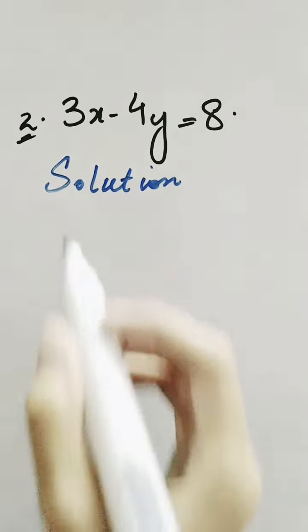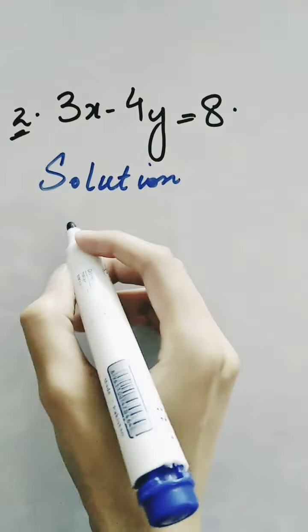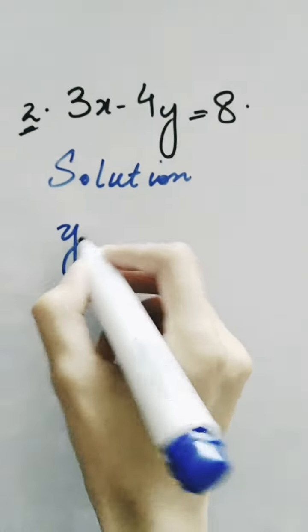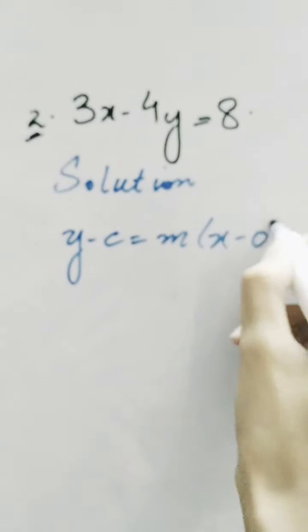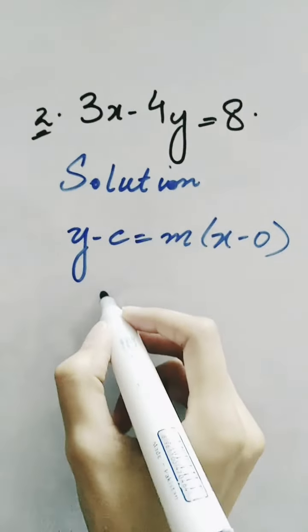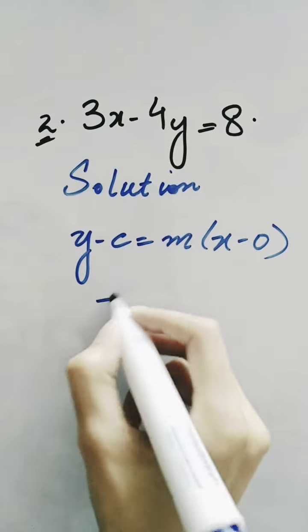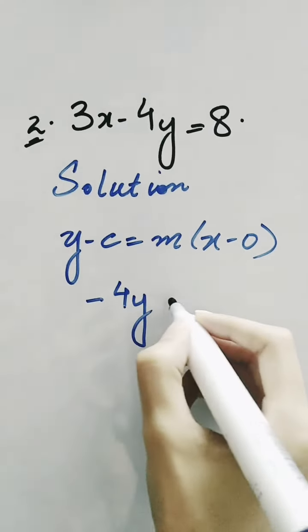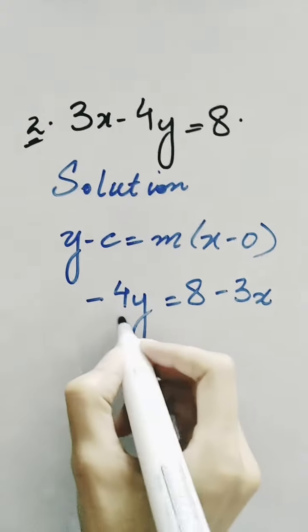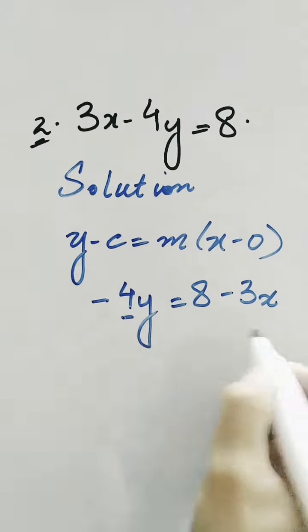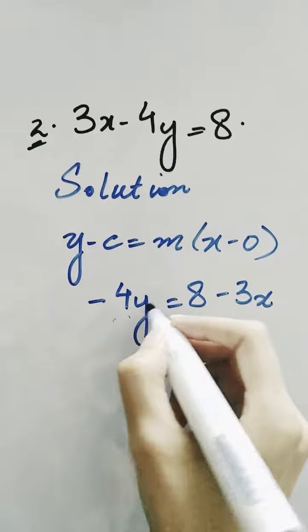Here we have another question, 3x minus 4y equals 8. We know that the equation of the line is given as this. Now arrange the given equation into this format. We have minus 4y equals 8 minus 3x. This 4 also goes there as we need to have a single y here.